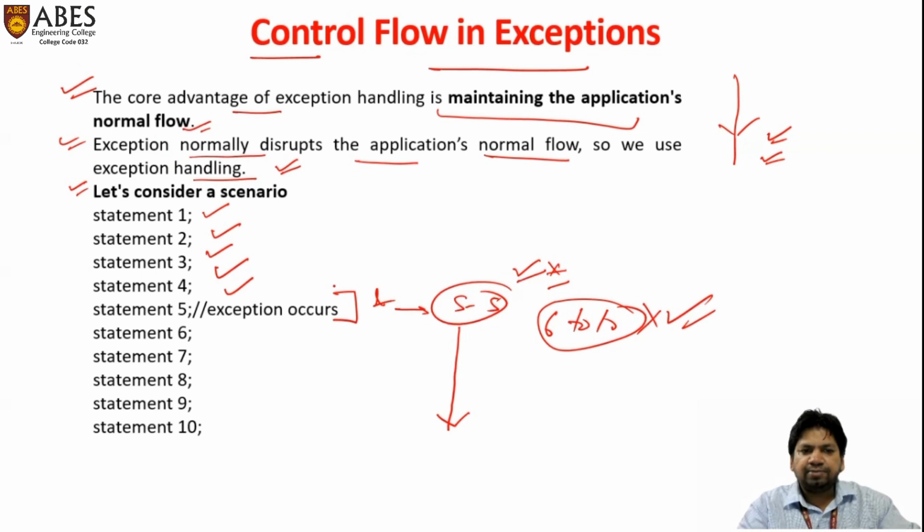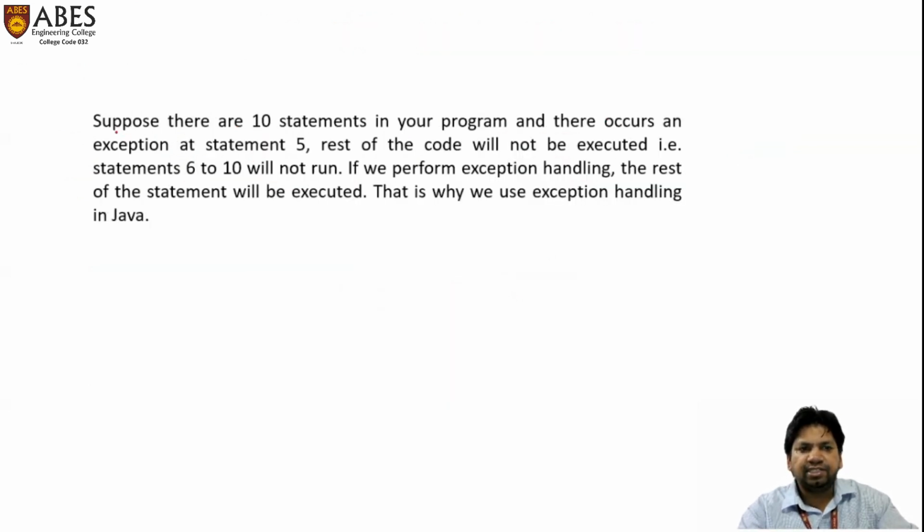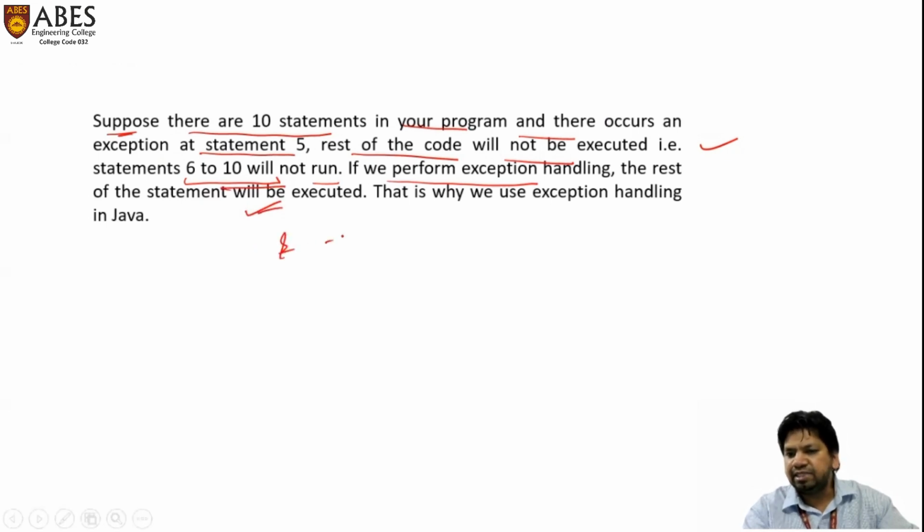Got it? The exception came at statement number 5, so the rest of the statements will not be executed. This is given in detail. Suppose there are 10 statements in your program and an exception occurs at statement number 5. The rest of the code will not be executed. As I discussed, statements 6 to 10 do not run. If we perform exception handling, the rest of the statements will be executed. That's why we use exception handling in Java. That's the main important point.